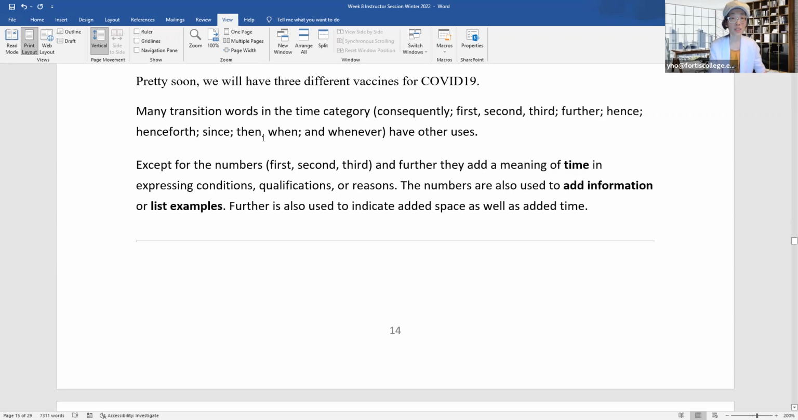And so many transition words in the time category, consequently, first, second, third, further, hence, henceforth, since, then, when, and whenever have other uses, except for the numbers, first, second, and third. They add a meaning of time in expressing conditions, qualifications, or reasons. The numbers are also used to add information or list examples.